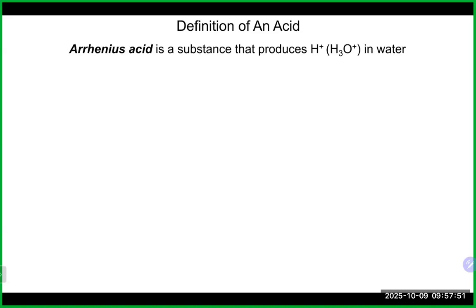Now, we've talked about a couple of different definitions of an acid and a base. We have the Arrhenius definition, which basically just means that it produces H plus or H3O plus in solution. We also have our Bronsted-Lowry definition of an acid, which is a proton donor.